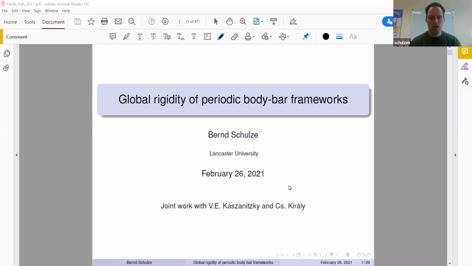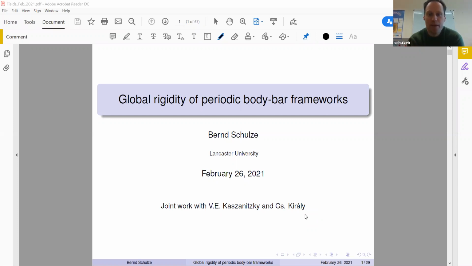So the topic of this talk is the global rigidity of periodic frameworks. And I would like to present some new results that I have obtained recently in joint work with Victoria Kaszanitzy and Csaba. They are both in Budapest. And in particular, I would like to present a combinatorial characterization of generic, globally rigid, periodic body-bar frameworks with a fixed lattice representation.